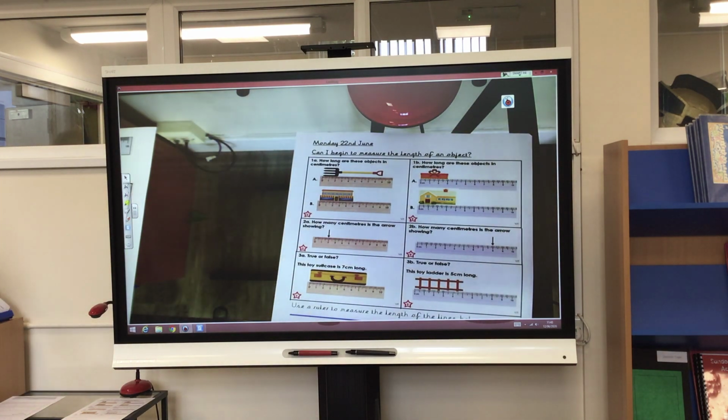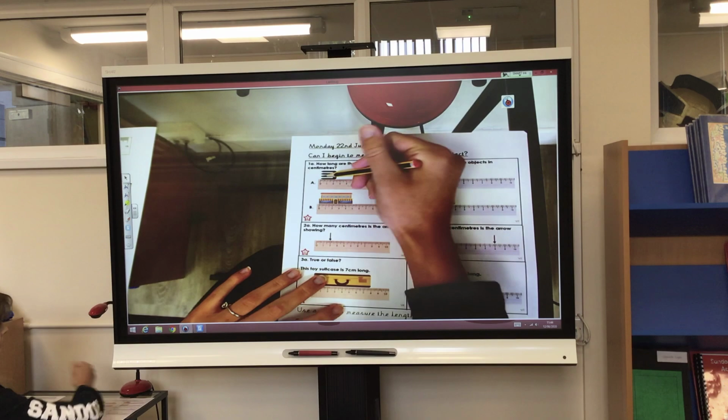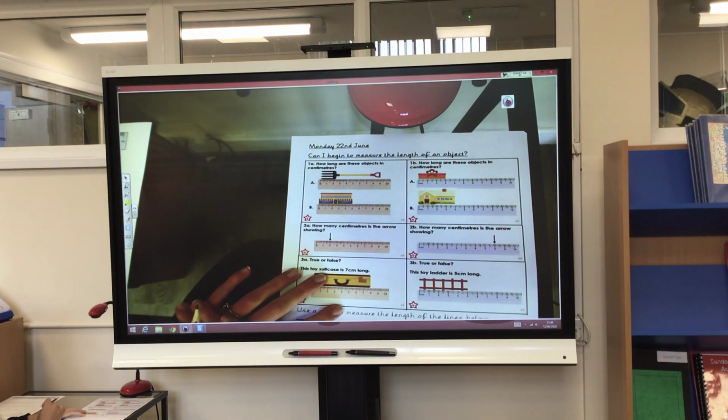Now if you do have a sheet that looks like this, you will not need a ruler just yet. As you can see, the objects and the ruler are already on the sheet for you, and you are just going to have a go at measuring these objects against that ruler.